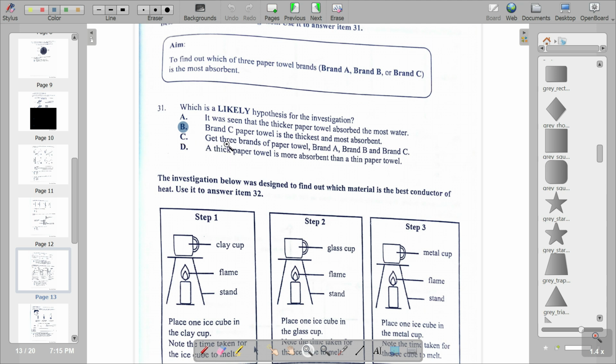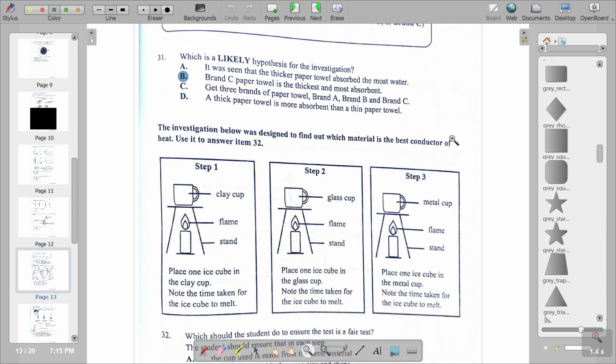Alright, C, let's look at C. Get 3 brands of paper towel, brand A, B, C, and D. It doesn't tell us anything, so it's just telling us to get 3 brands. So I definitely don't think that's correct. D, a thick paper towel is more absorbent than a thin paper towel. I cancel this one out because it doesn't mention any of the brands again, so the hypothesis would be incorrect. So my answer is still B.